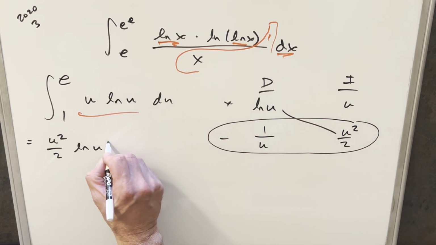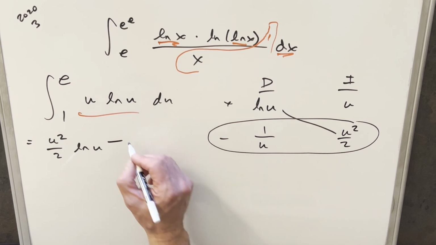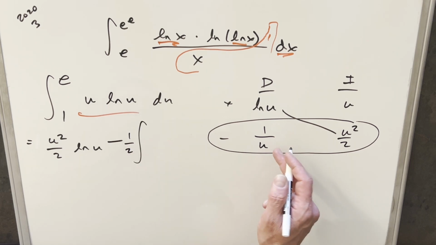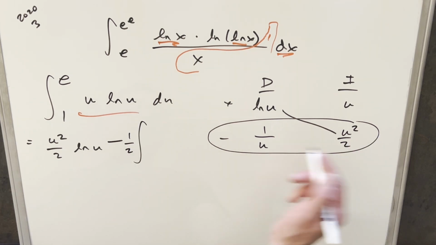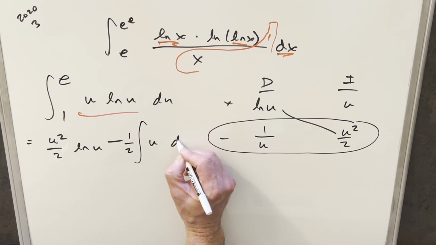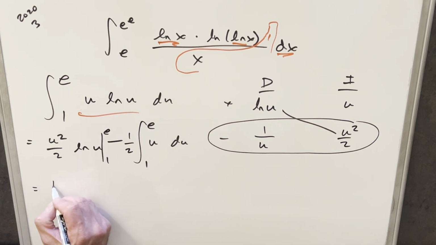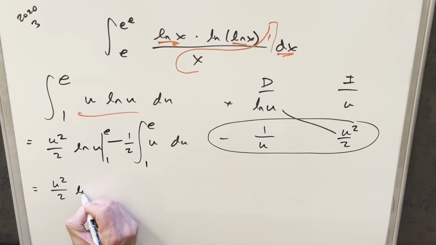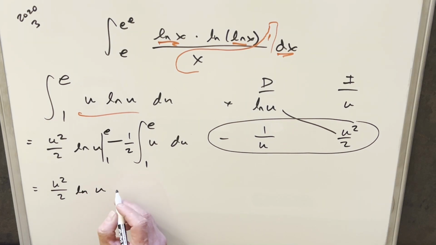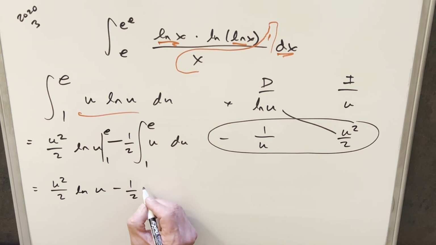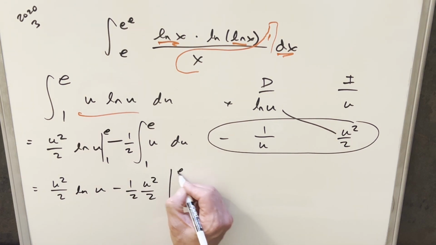But when I do this, we'll bring a minus up front. Then we have a 1/2 I can bring up front here. And then the rest of it is just u squared over u, but I can cancel one and just write this integral as u du. So then we'll just go ahead and integrate. This is just going to be power rule, but let's copy down all the rest of this stuff. So we're going to have u squared over 2 ln u here minus 1/2. This integral is going to be u squared over 2. And for all of this, we're evaluating from 1 to e.